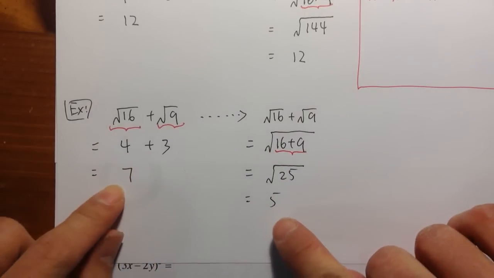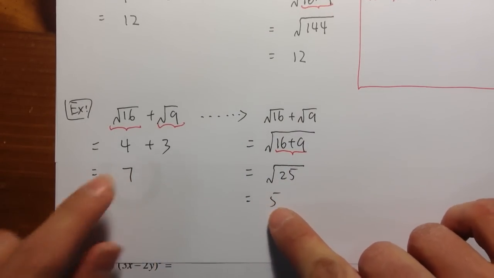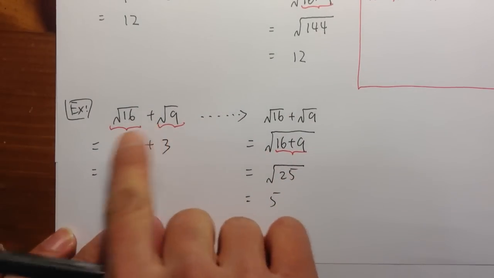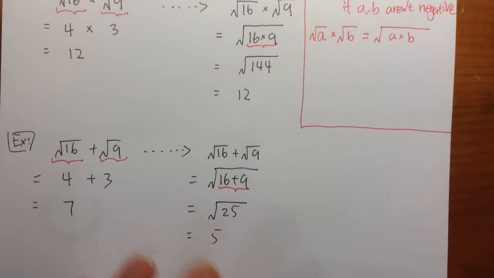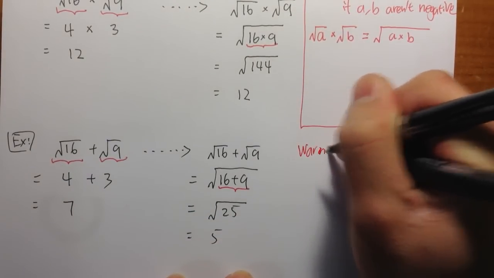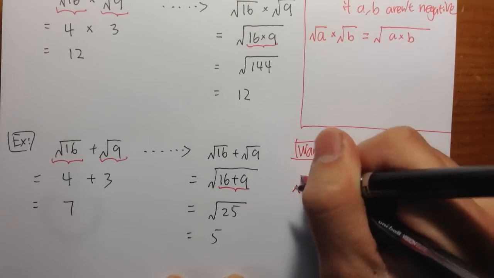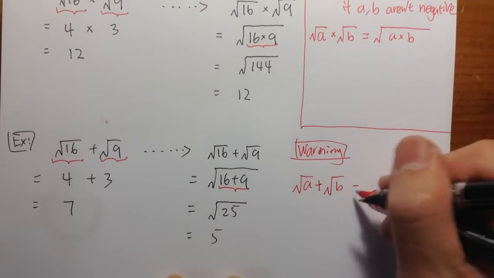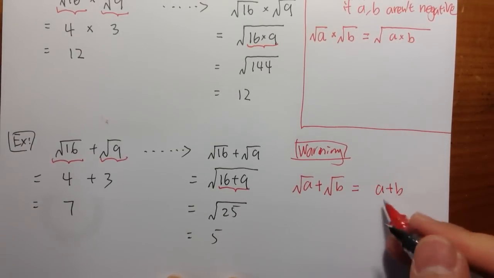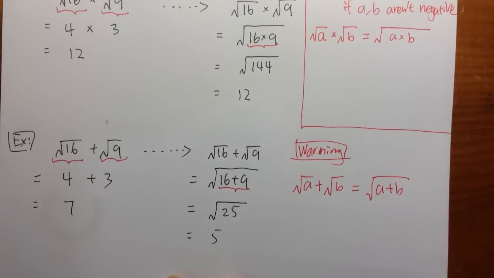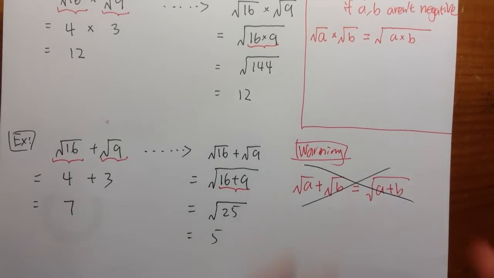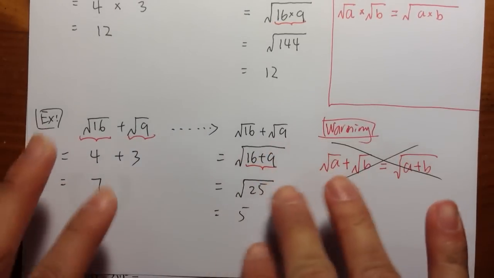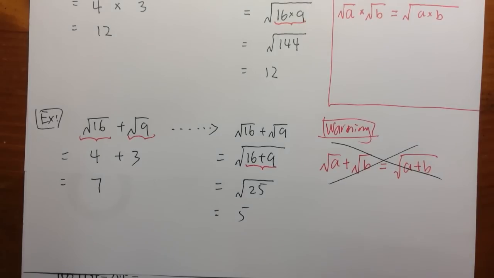As you can see, 5 and 7 are not the same. So you cannot change the order of operations if you're adding two square roots. Let me write down a warning. If you have two square roots, square root of a and square root of b, and you're adding them, it's not okay to add the numbers inside first and then take the square root. This is incorrect. I just showed you an example right here: 5 and 7 are not the same. So if you do this question in a different order, you will not end up with the same result.